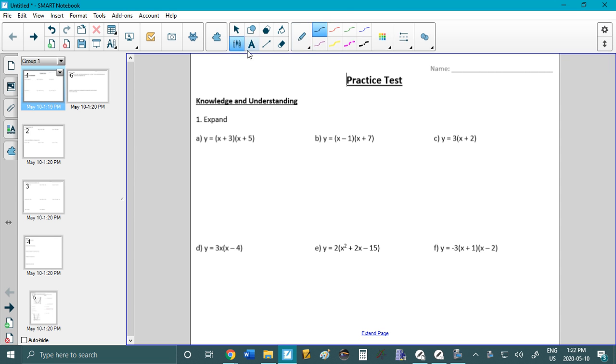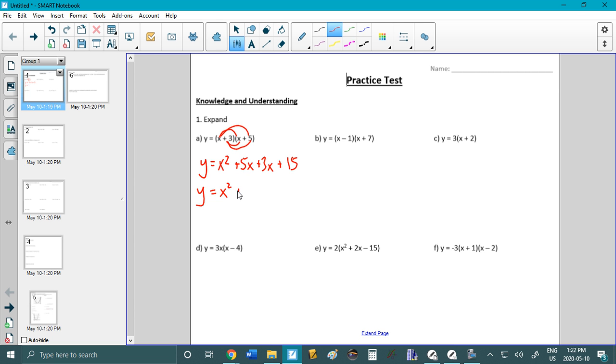Okay, so first, question 1 is to expand. So for us, that basically means FOIL. So for the first one here, I do x times x. I get x squared. X times 5 is plus 5x, 3 times x is plus 3x, and 3 times 5 is plus 15. And then I collect my like terms, so 5x and 3x are both x's, so I get 8x plus 15. And that's it for that one.